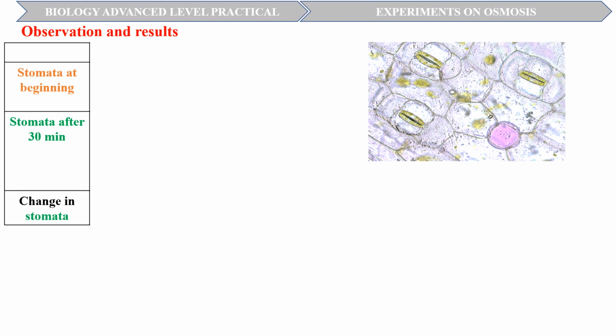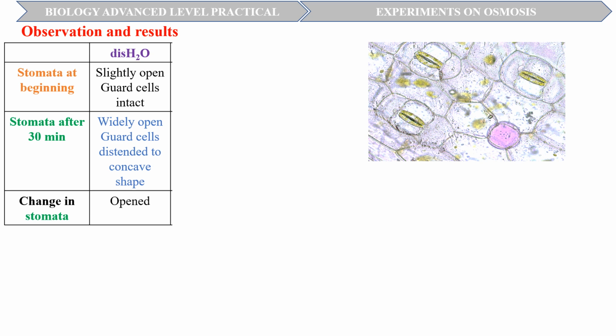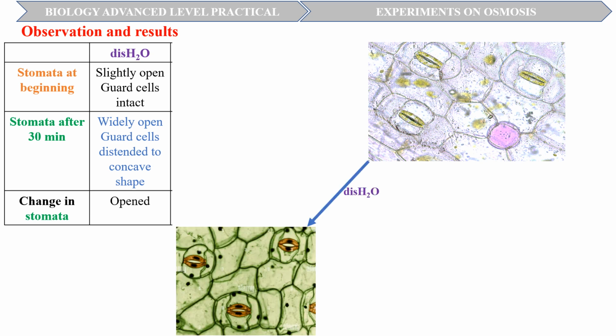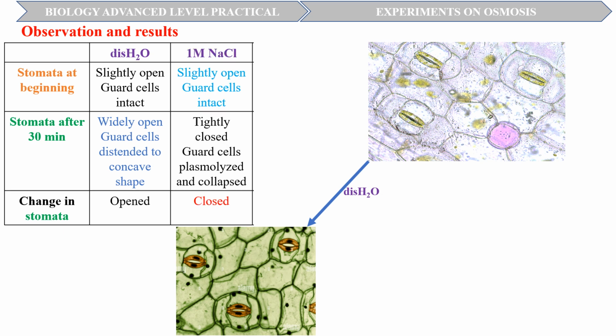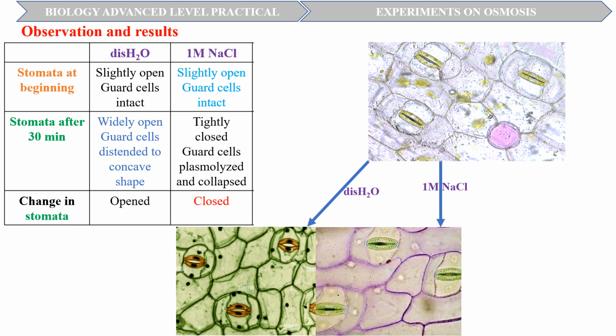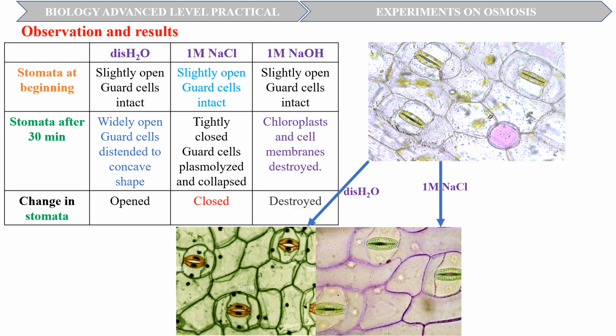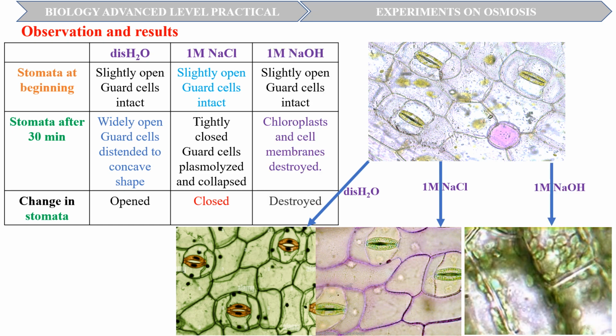Observation of the slides showed that in distilled water, the guard cells took a crescent shape or shape of the half moon, causing the stomata to open widely. In 1 molar sodium chloride solution, the guard cells collapsed and closed the stomata. In 1 molar sodium hydroxide, the cell membranes were destroyed and the chloroplasts dissolved in the guard cells.